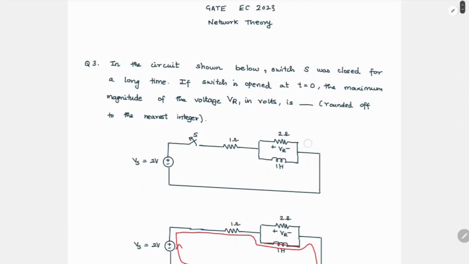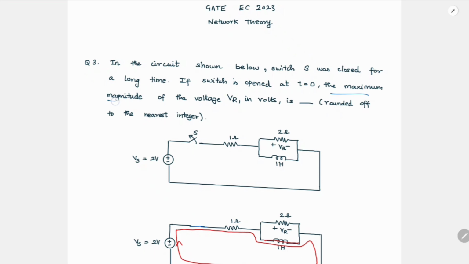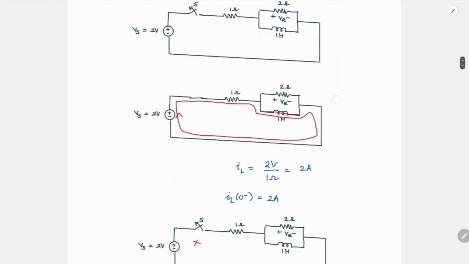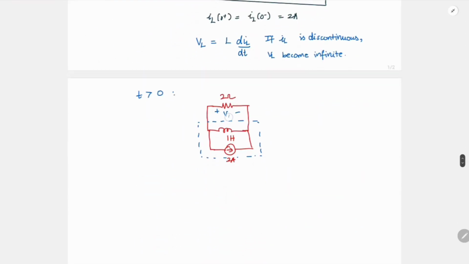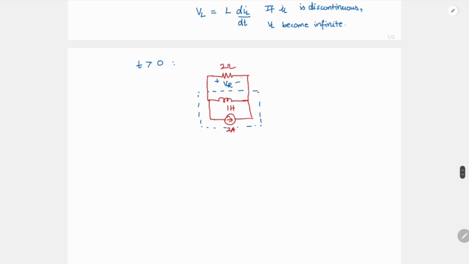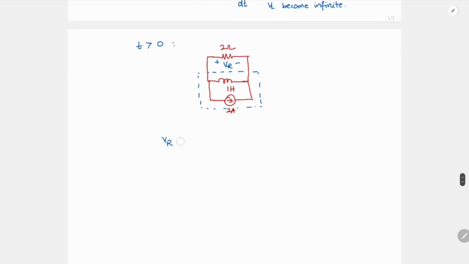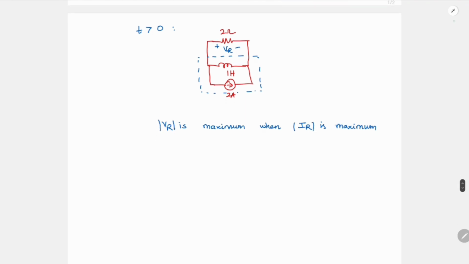So what are they asking us to find? They are asking us to find the maximum magnitude of the voltage VR. So this is our voltage VR, plus minus VR. So when will this voltage be maximum? The magnitude is maximum when the current flowing through the 2 ohm resistor is maximum. So VR is maximum when IR is maximum, right? And we are considering only magnitude here. Okay. So when will IR be maximum?